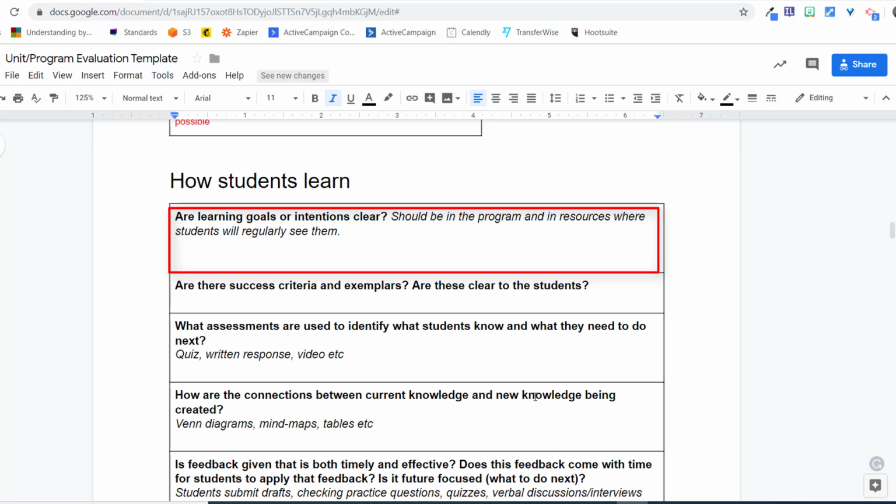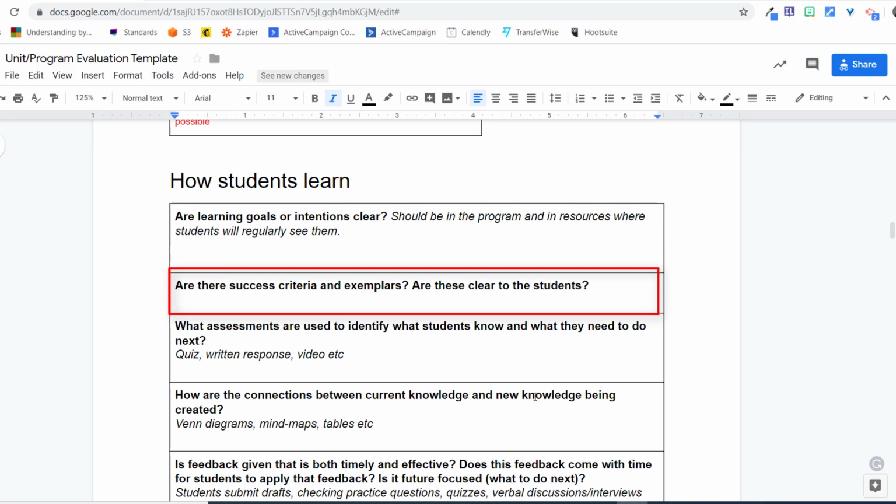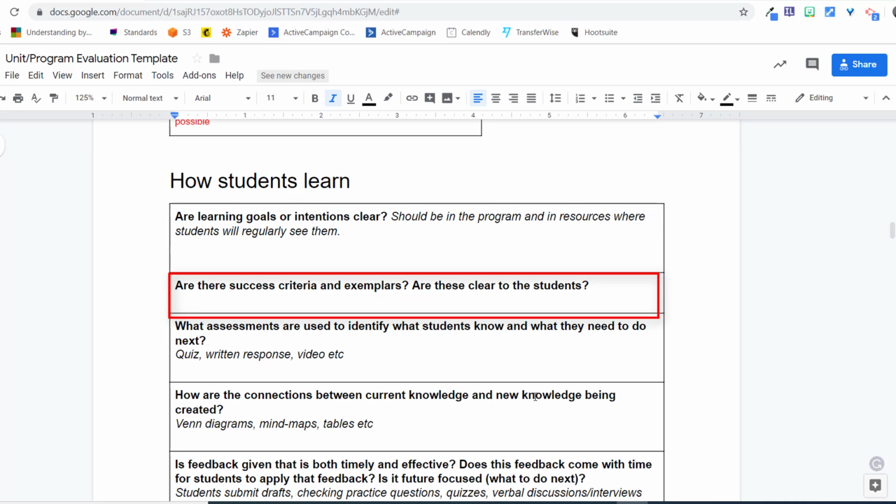So if you have a slide, PowerPoint, or something that you're going to put up on your screen and show to your students, does it have the goals for that lesson in it? And do you mark them off as the students achieve them? Are there clear success criteria and exemplars for your unit that you can use to show your students what successful learning is going to look like once they actually achieve the goals and the outcomes of this learning unit?